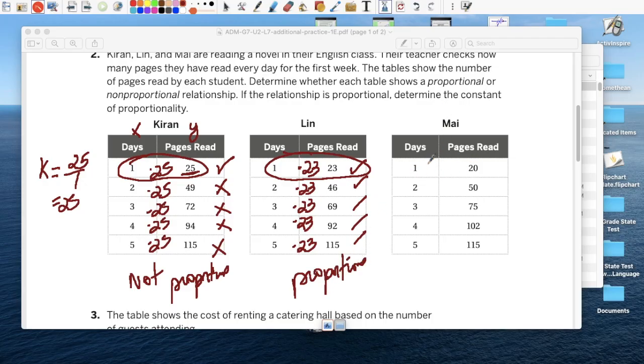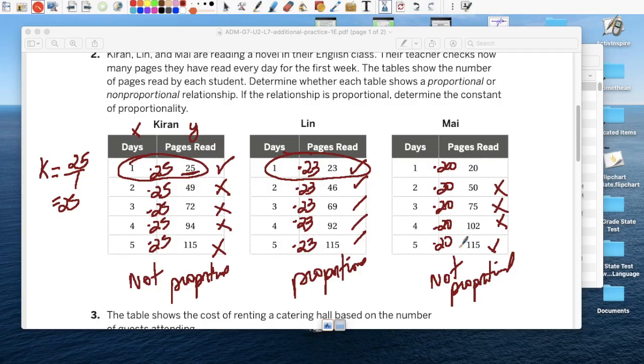Well, here's my unit rate, so it's times 20. Everything should be times 20. And you can see that it already fails. That's a no, that's a no, that's a no, and this is a no. Not proportional, because every relationship between days and pages read should have the same constant of proportionality, so obviously this is not.